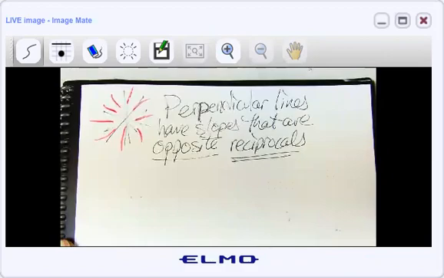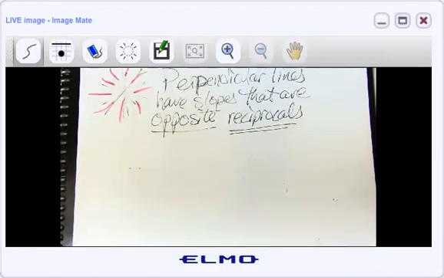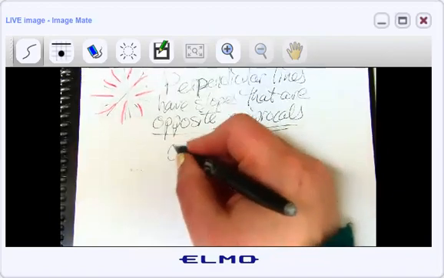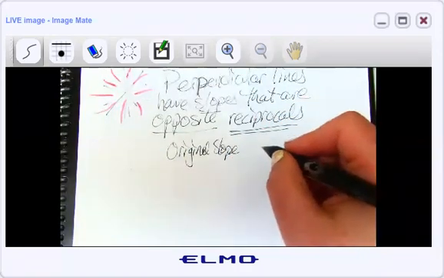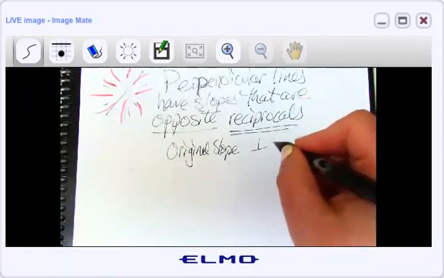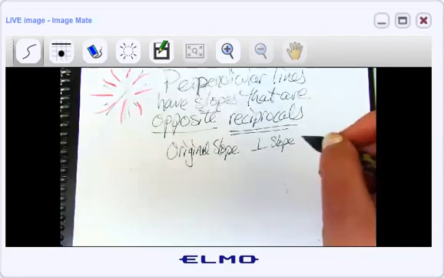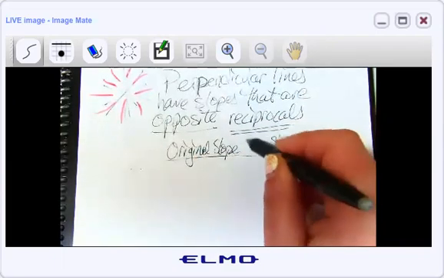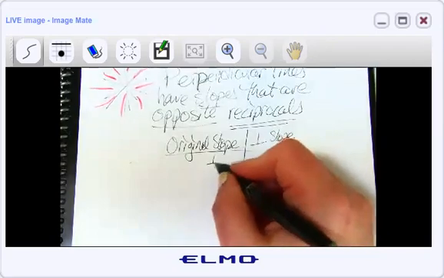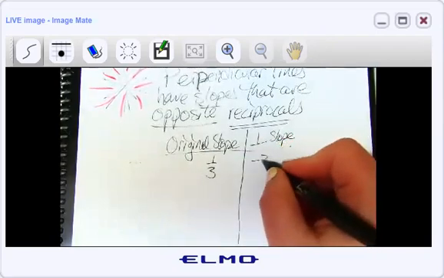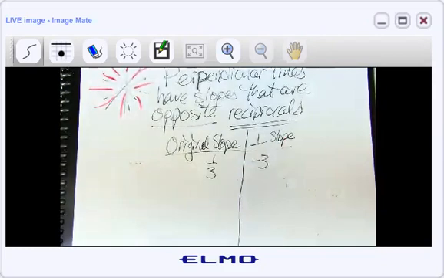Perpendicular lines have slopes that are opposite reciprocals. So here's what I want to do. I'm going to make a little chart. Here is my original slope, and then we have the perpendicular slope. Remember, the symbol for perpendicular is just that upside down T. We just did one on our graph paper. The original slope was 1/3, and we found out that the perpendicular slope was -3. So you can see that they are opposite in sign, one's positive, one's negative. And then I just took this fraction and flipped it over, and that's how I got 3.